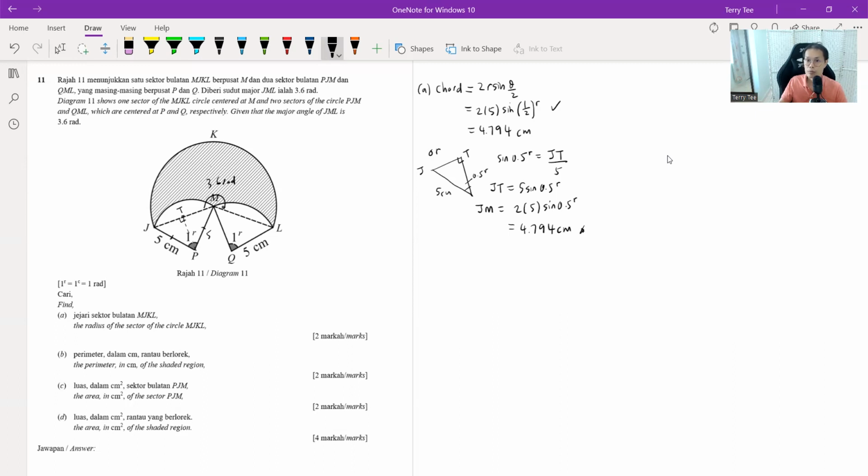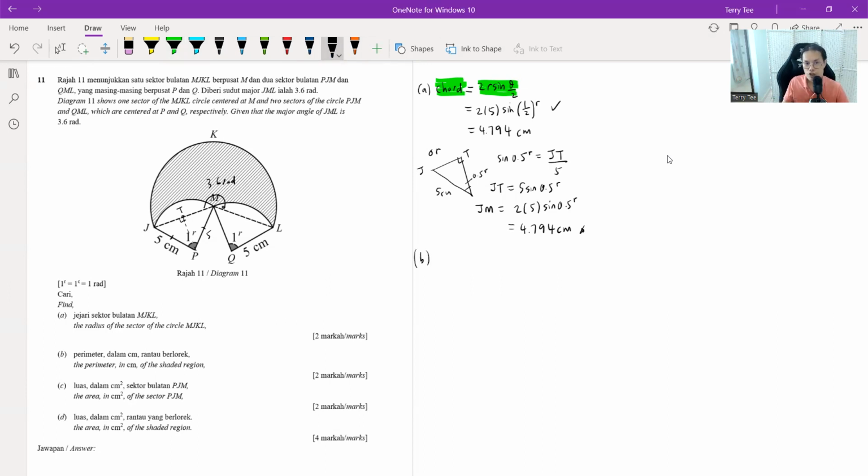So it's up to you. If you can remember this formula, use it because it's faster. Chord is 2r sine theta over 2. If you can't, then you just do the slow way to derive it. Now, I know some people use the cosine rule. It's still applicable, but the cosine rule is a bit harder for me. The chord formula is faster than the cosine rule.